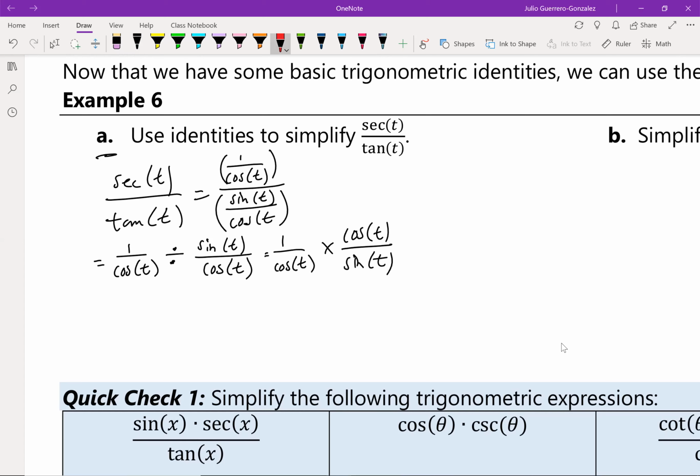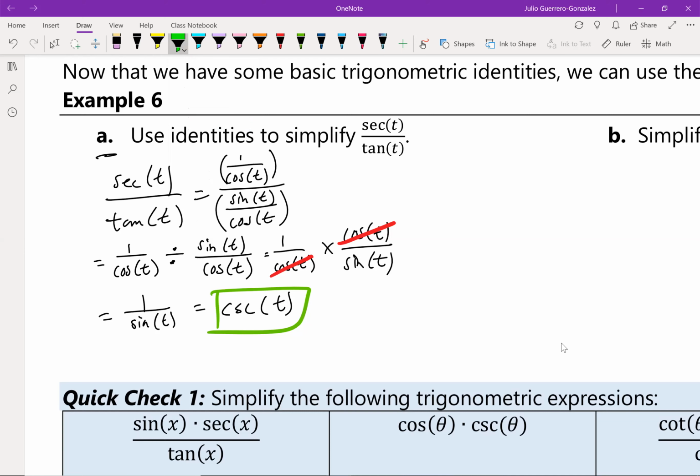We have a cosine on the bottom and on the top, so those can go away. And we're left with 1 over sine of t, which is equal to cosecant of t. And we are done. So notice, for now, I know this sounds probably like, well, what am I going to use this for? Believe me, you're going to see this in physics all the time, okay?